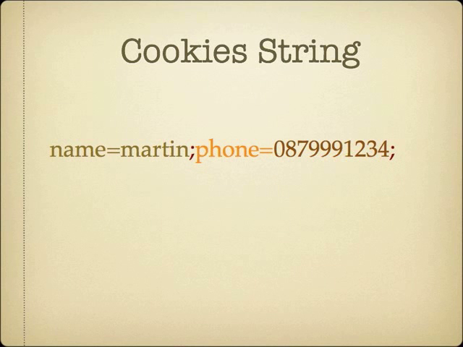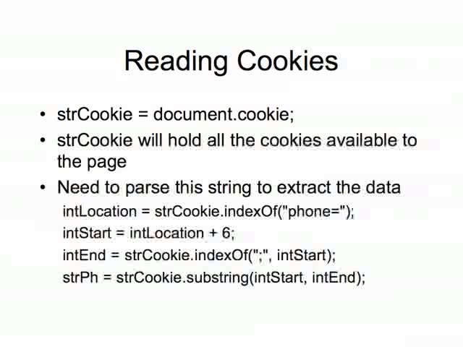Well, the first thing we do is we look for the location of the string phone equals in the cookie string. When we find phone equals, we know the number we're looking for then is immediately after that in this long string. So here we're saying int location equals strCookie.indexOf, and then the parameter to the indexOf is phone equals. So this will give us the starting point of the substring phone equals in the larger string. And we've put that into the variable called int location.